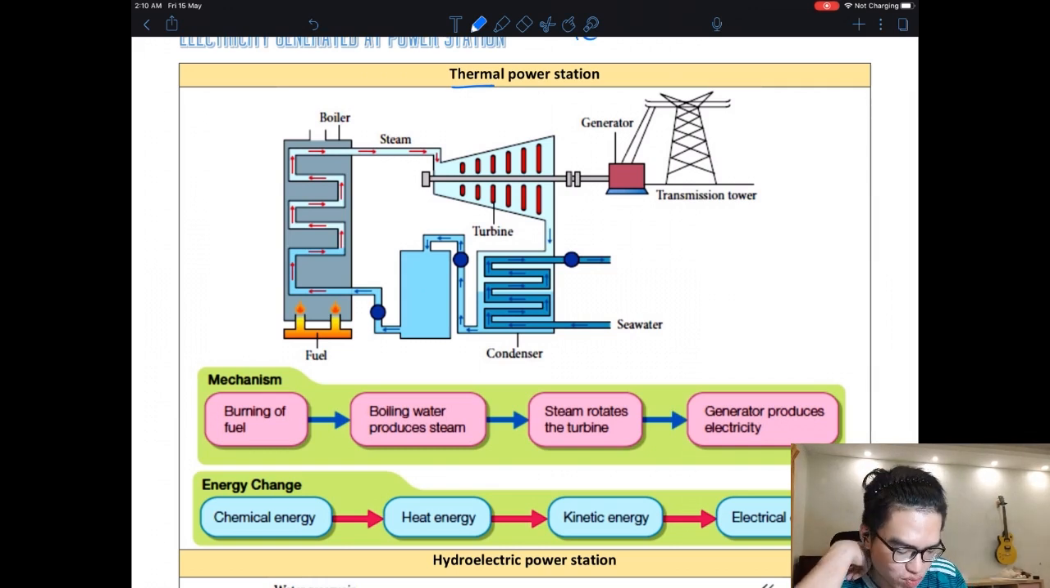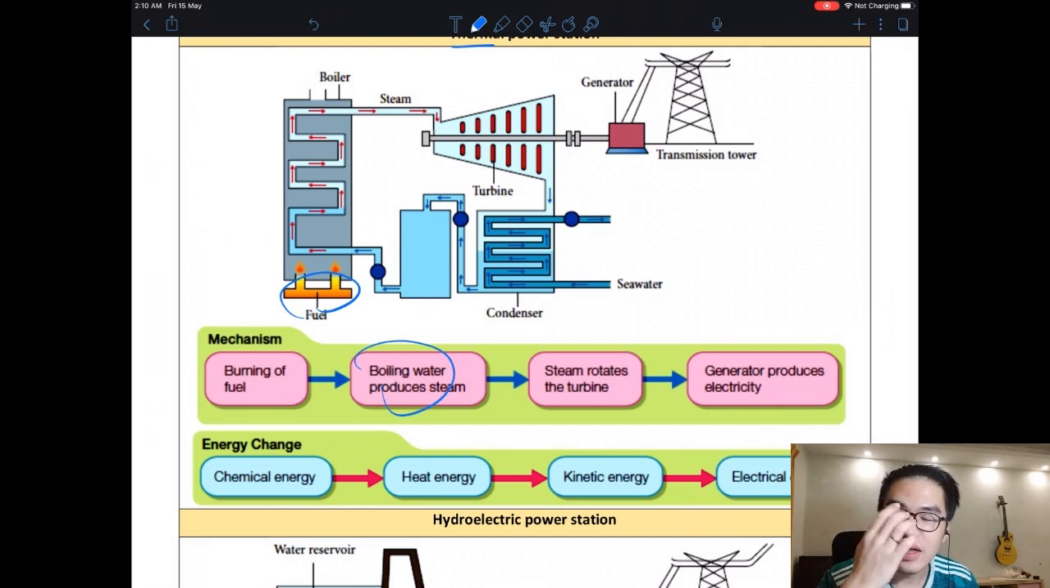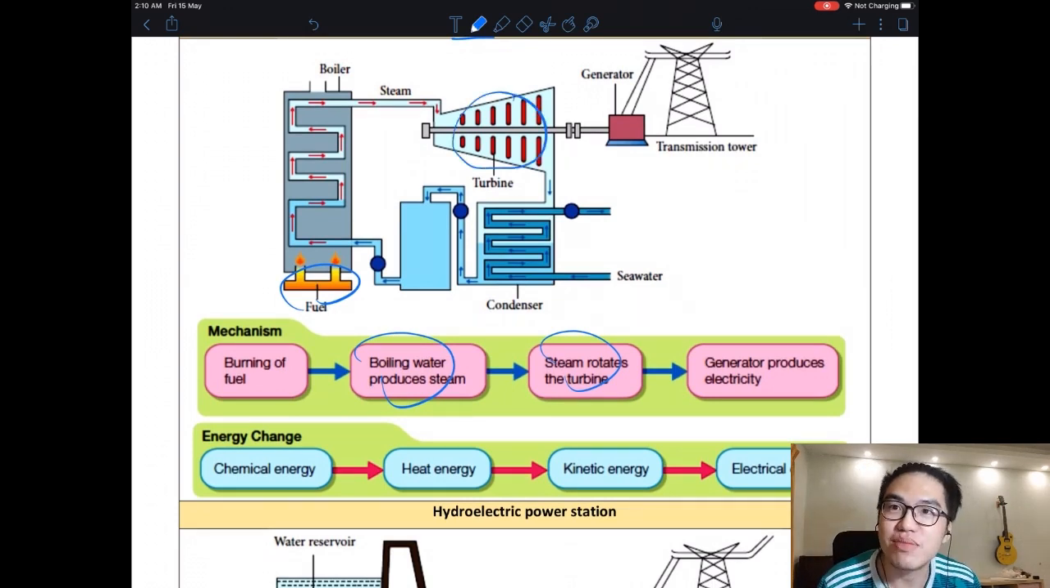So basically, how does it work? Fuel is here. Fuel will boil water. When water is boiled, it changes into steam. Steam has high kinetic energy because steam is very hot. Steam can move very quickly. And then I use it to spin the turbine. What is a turbine? A turbine is basically like a fan.